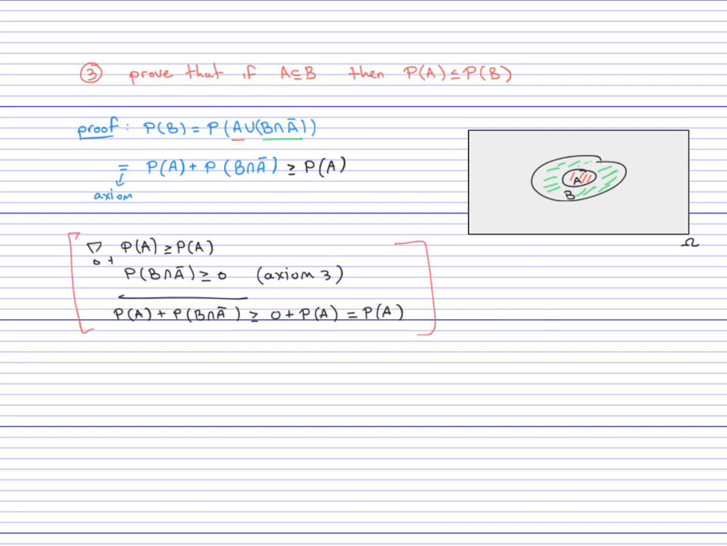Why? That's the explanation. Okay, so let's see what we got from here. So first, the probability of B is bigger than or equal to the probability of A. And that's exactly what we needed to prove, because here we need to prove that the probability of B is bigger than or equal to the probability of A. And that's exactly what we showed here. And that's all.